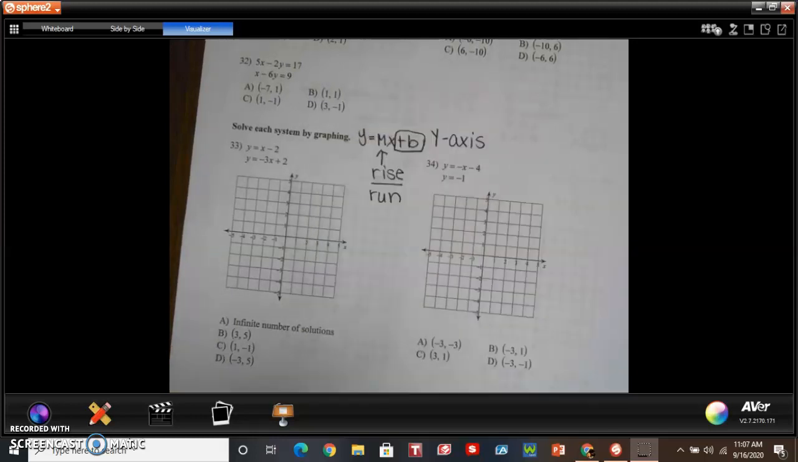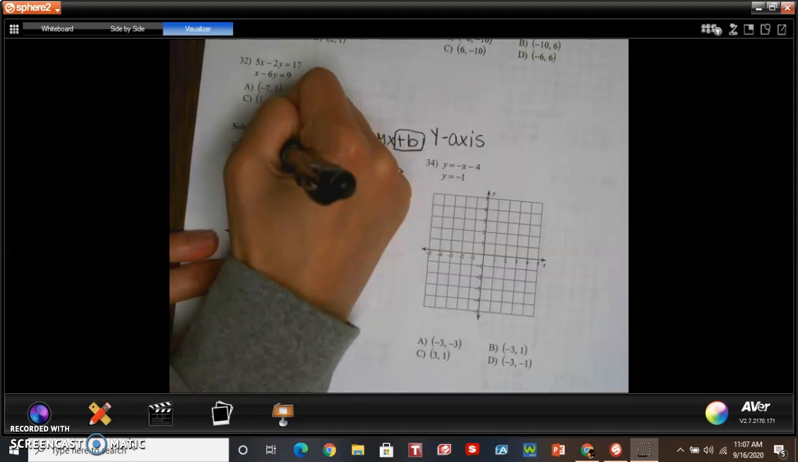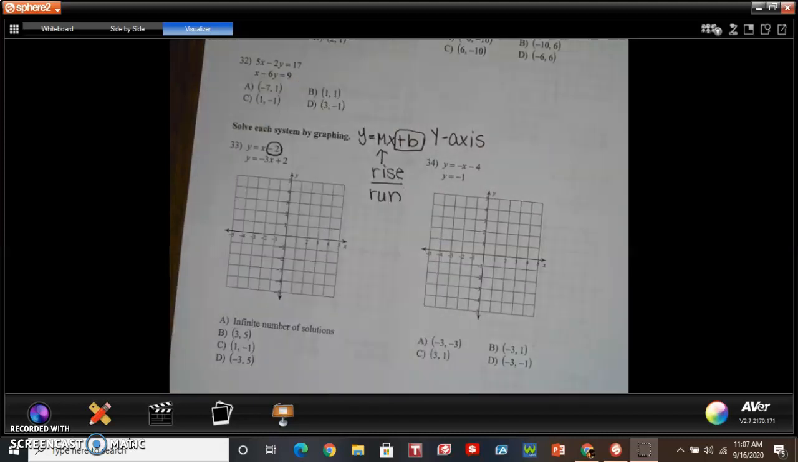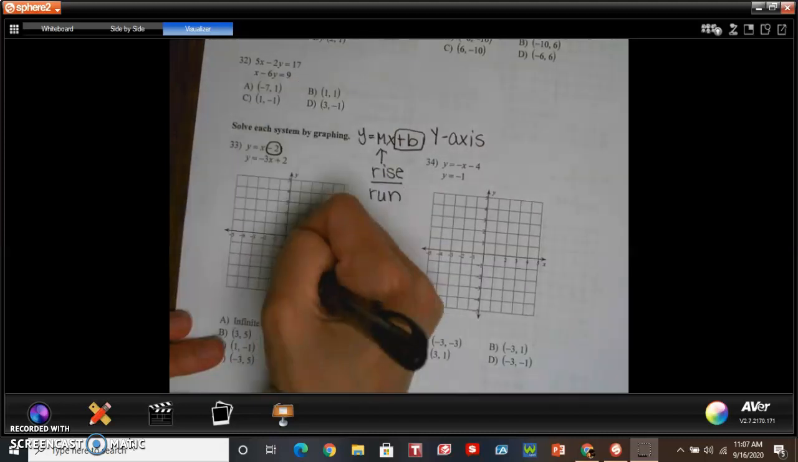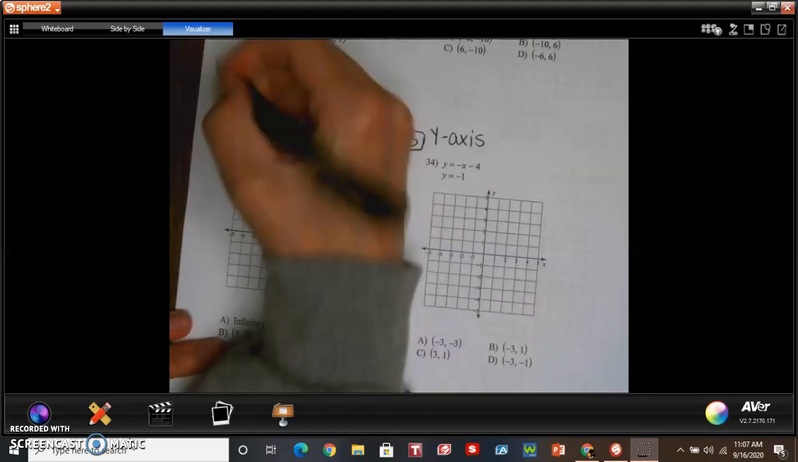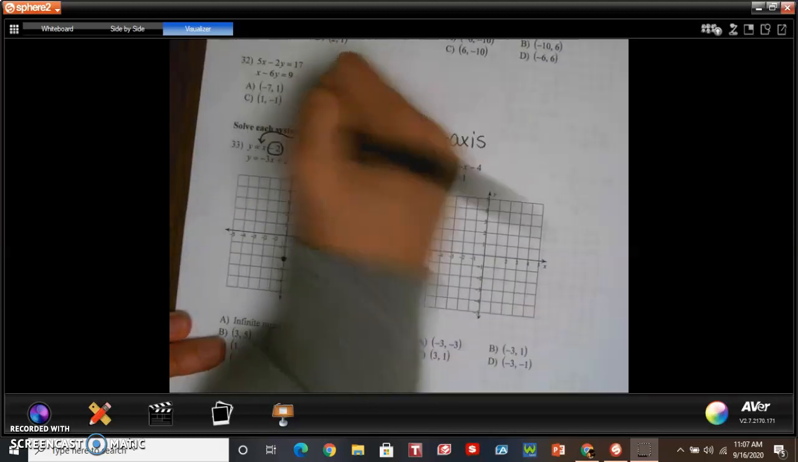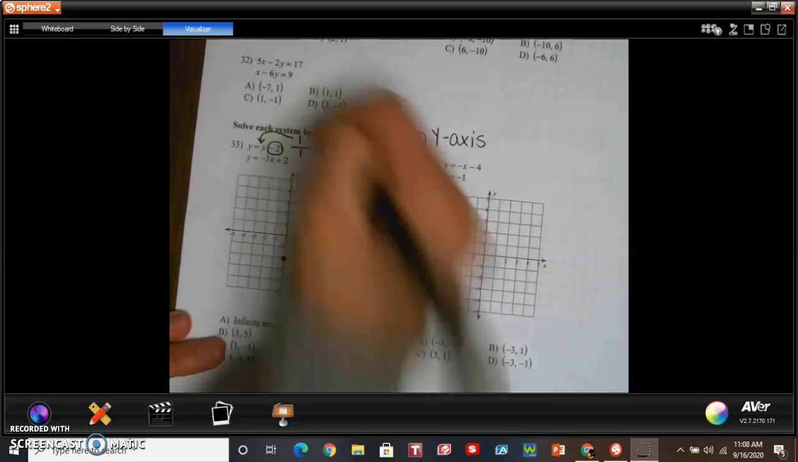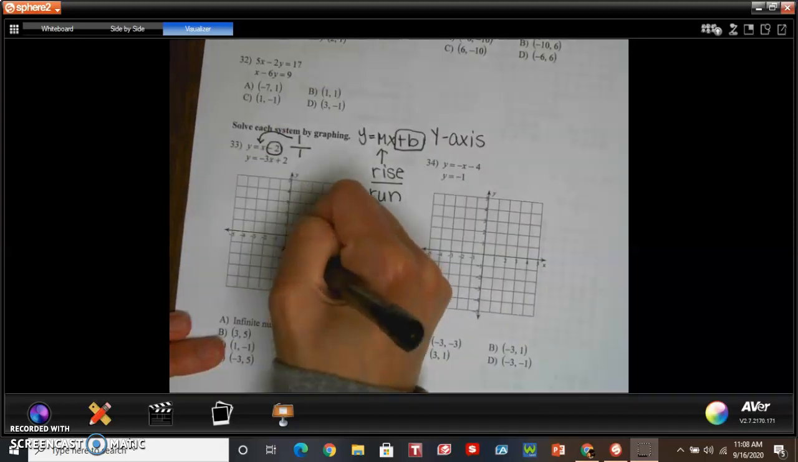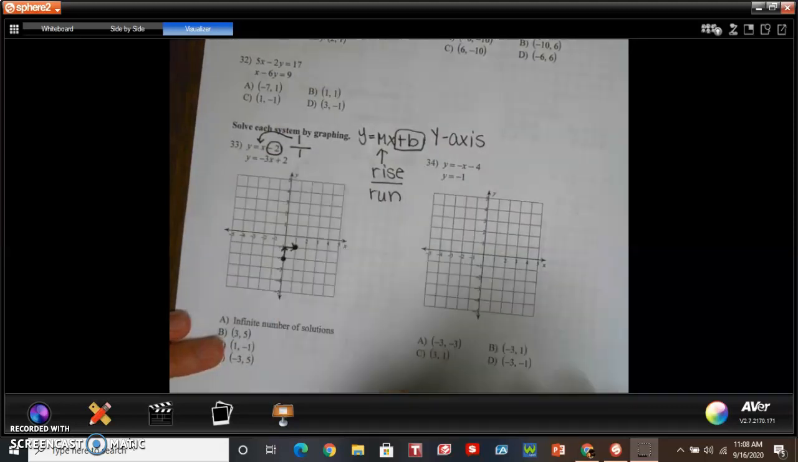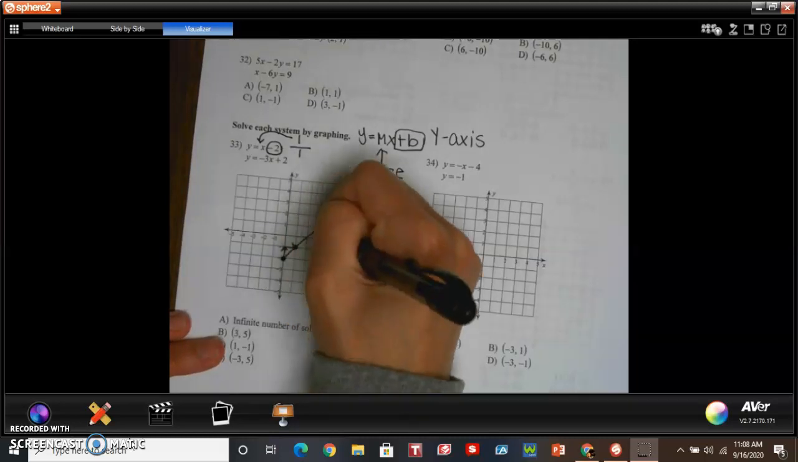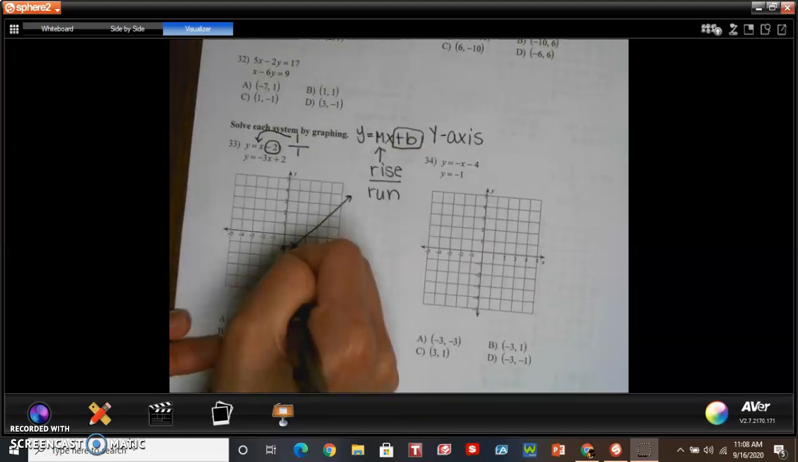Okay? So starting with our top equation here, our constant at the end is negative 2. So my first point is going to be at negative 2. What's in front of my x? Well, it's a 1. That would be a 1 over 1. So I'm going to go up 1 and over 1 and plot my next point. So here is my first line, right there.